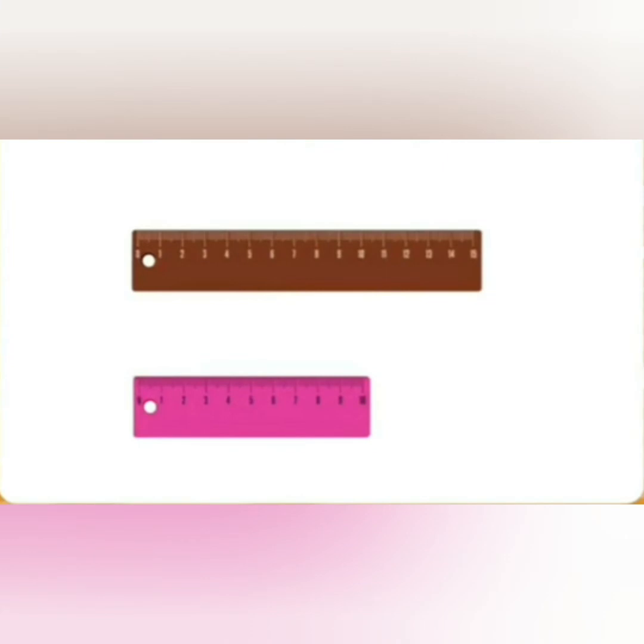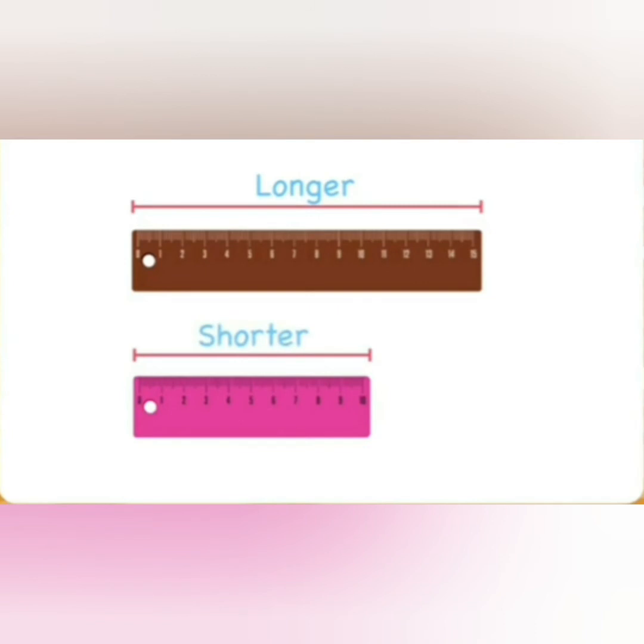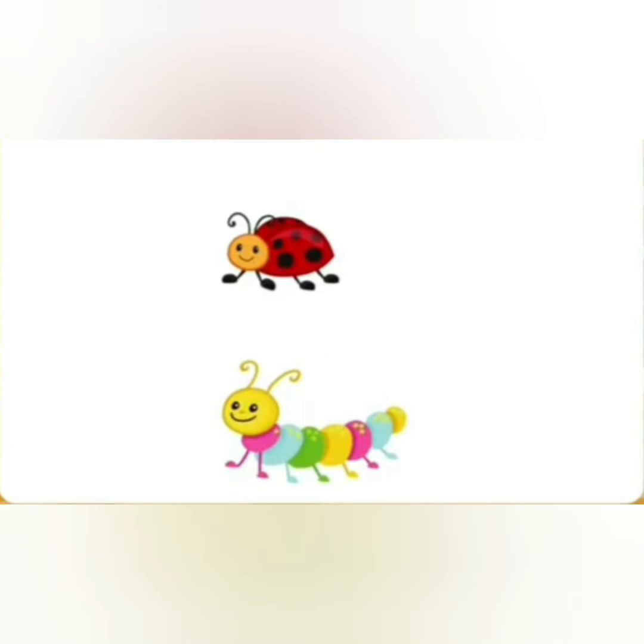We have two rulers, brown and pink. We say the brown ruler is longer than the pink ruler, and the pink ruler is shorter than the brown ruler. We have a caterpillar and a bug. We say the caterpillar is longer than the bug, or the bug is shorter than the caterpillar.